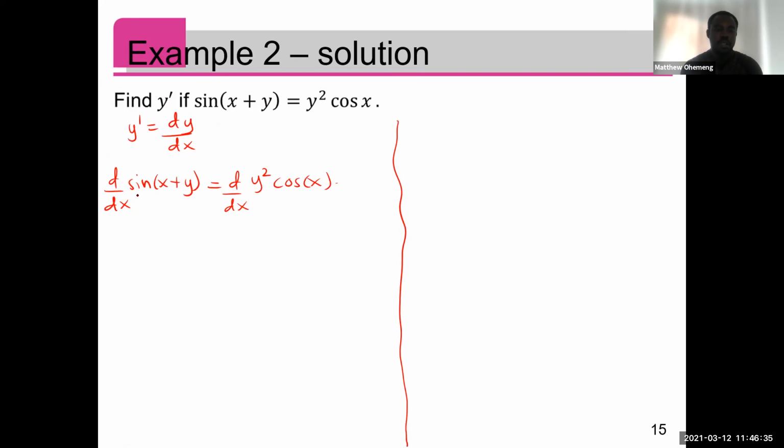Now let me get this derivative. But for the derivative of sine of (x plus y), we don't have a standard derivative. We have one for sine of x, but not for sine of (x plus y). So I can see sine of (x plus y) as a composite function, where the outer function is sine and x plus y is my inner. So chain rule, right? Differentiate the outer function: the derivative of sine is cosine. Plug in the inner function, times the derivative of the inner function.